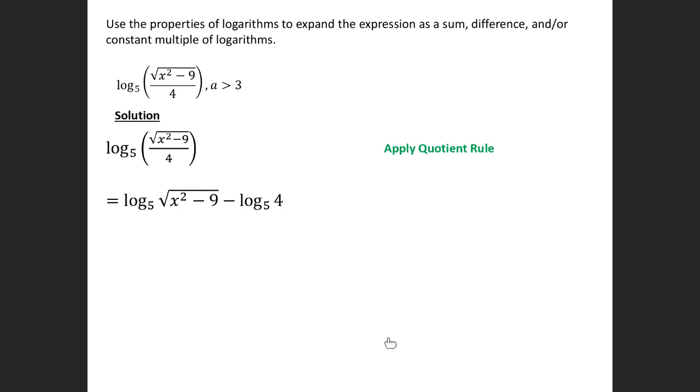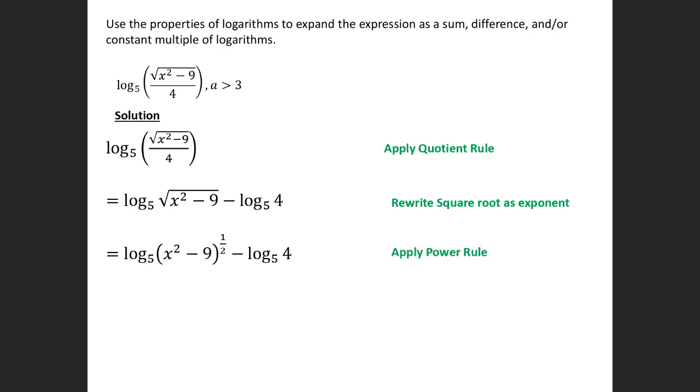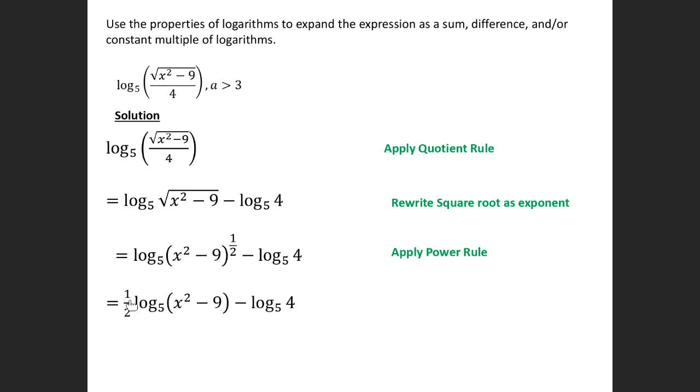Since you have a square root, you can change the square root to an exponent. So we're going to rewrite it. Instead of square root, I'm going to have a power of a half. And then what property can I use to make this half go to the front? What is that called? And so that one's called the power rule, right? So we're going to take the power rule and we're going to take the half to the front.